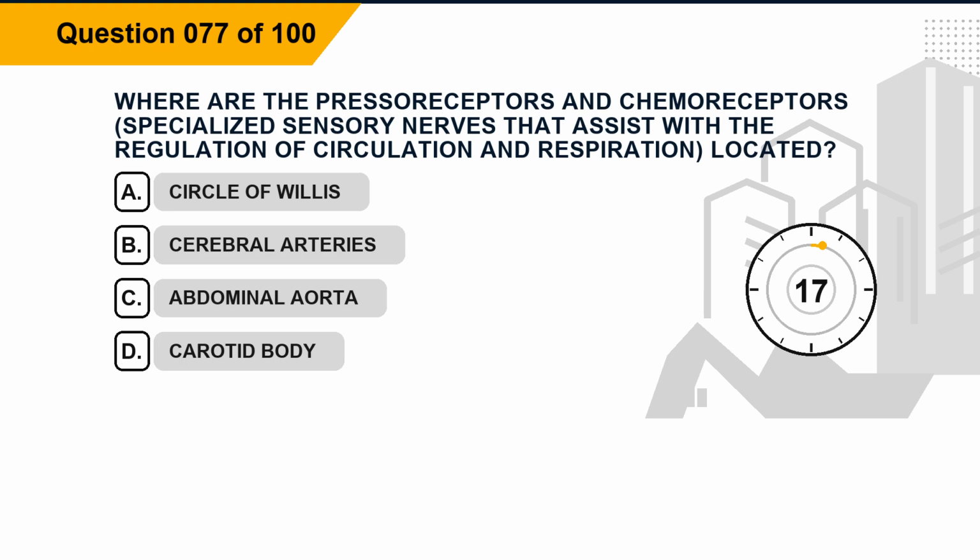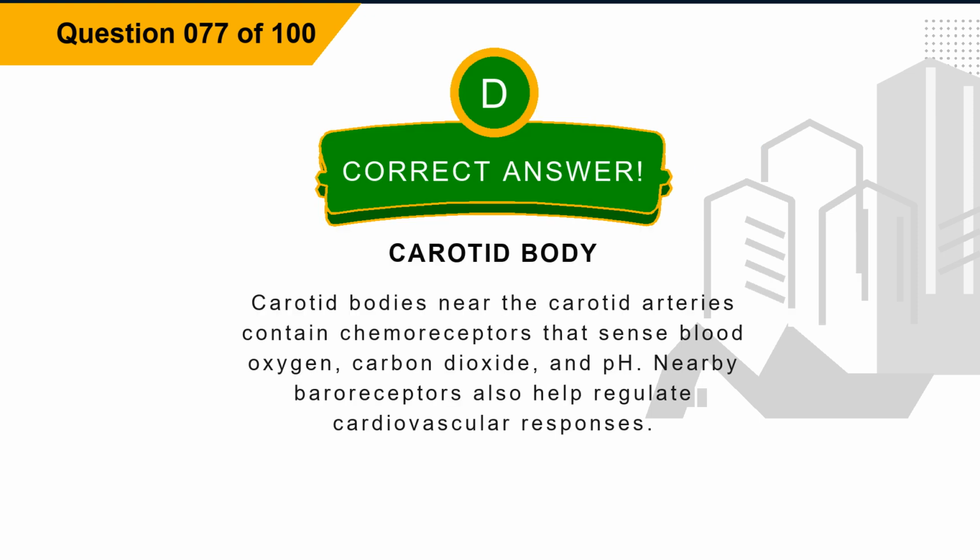Question 77. Where are the pressoreceptors and chemoreceptors, specialized sensory nerves that assist with the regulation of circulation and respiration, located? Option A, circle of Willis. Option B, cerebral arteries. Option C, abdominal aorta. Option D, carotid body. The correct answer is option D, carotid body. Explanation: carotid bodies near the carotid arteries contain chemoreceptors that sense blood oxygen, carbon dioxide, and pH. Nearby baroreceptors also help regulate cardiovascular responses.